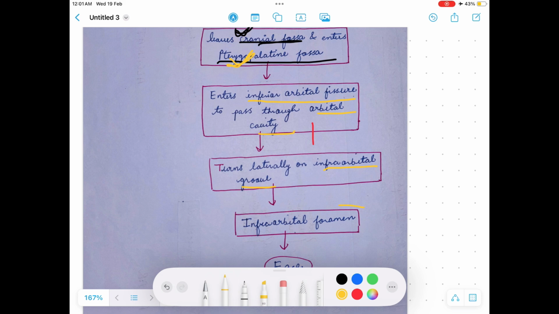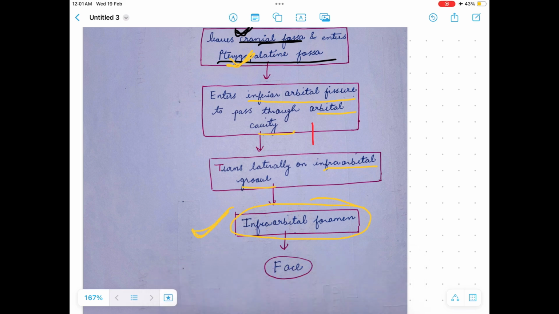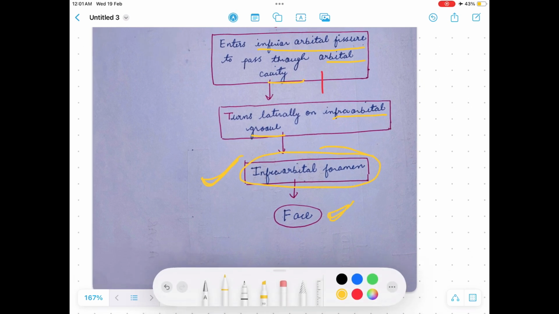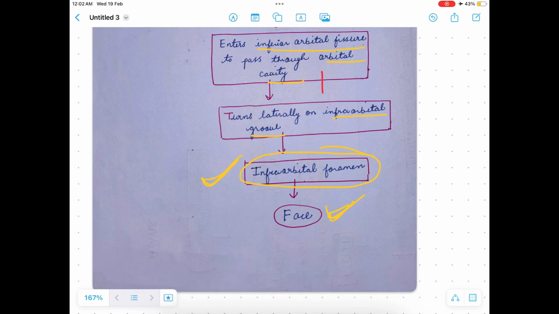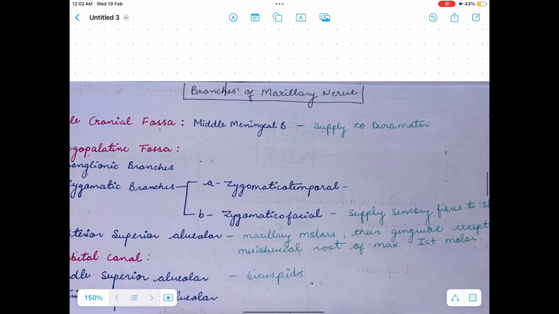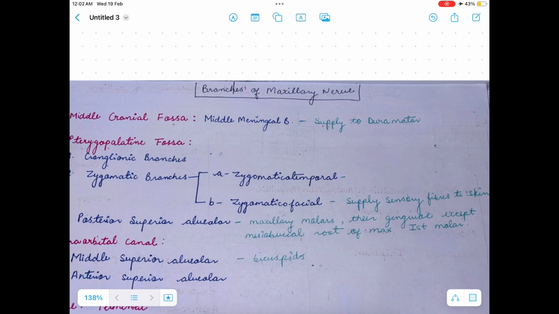And then finally, through the infraorbital foramen, it emerges onto the face. I hope the course of the maxillary nerve is clear. Now, let's understand the branches of the maxillary nerve.